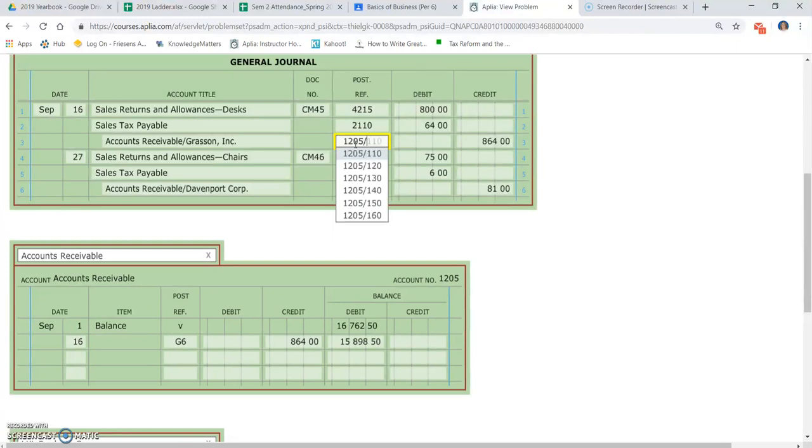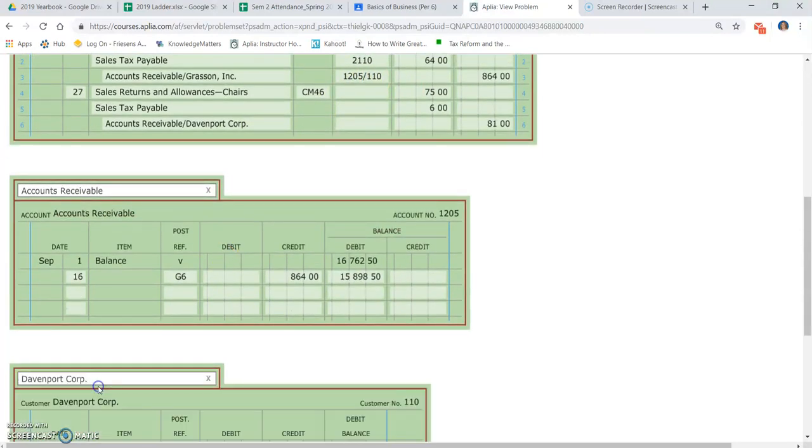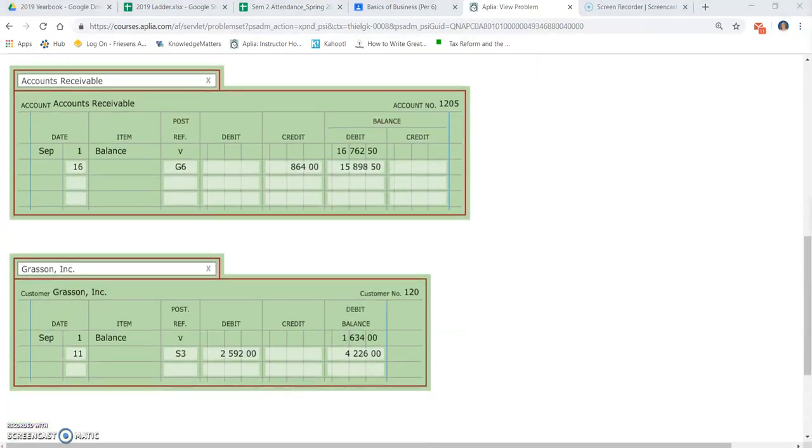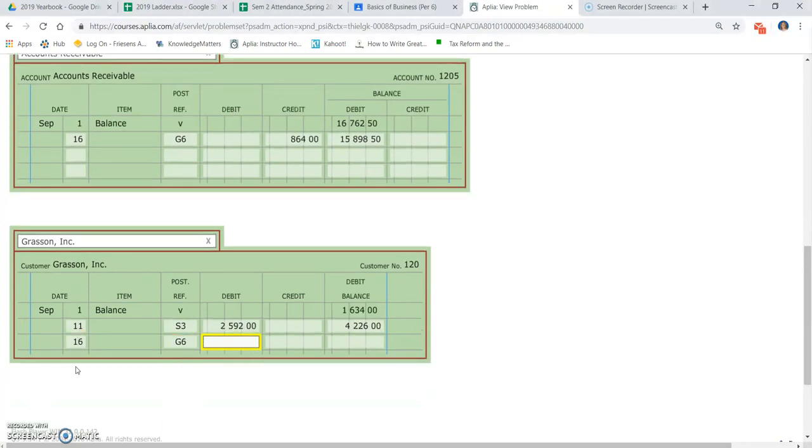Now you can put the slash. You have to pick one, I guess, to start. If you remember what Grassen's is, you can fix it. Otherwise, we need to go down to Grassen Inc. here and update their account for this return. So we have the 16th G6, and it is a credit for $864.